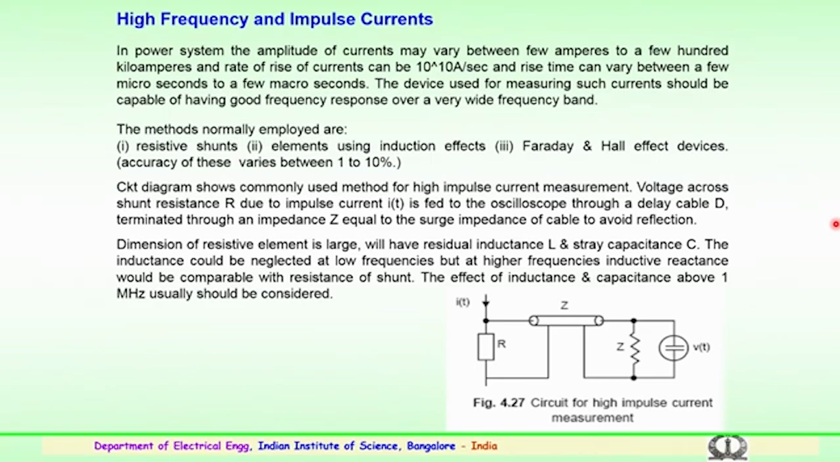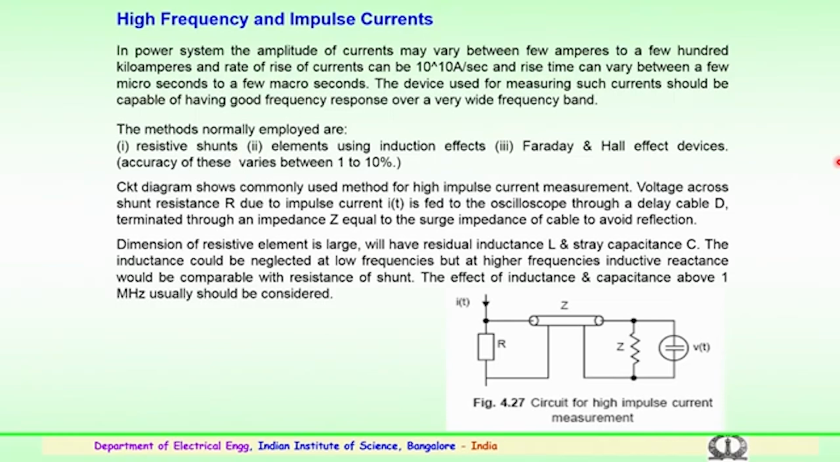for the measurement. In power systems we know the amplitude of currents seen in the transmission network could vary between a few amperes to a few hundreds of kiloamperes, and the rate of rise of these currents can be of the order of 10 to the power of 10 amperes per second. The rise time can vary anywhere between a few nanoseconds to a few microseconds. Standard impulse currents could be 8 by 20 microseconds, 8 being the front time and 20 being the tail, as a typical example.